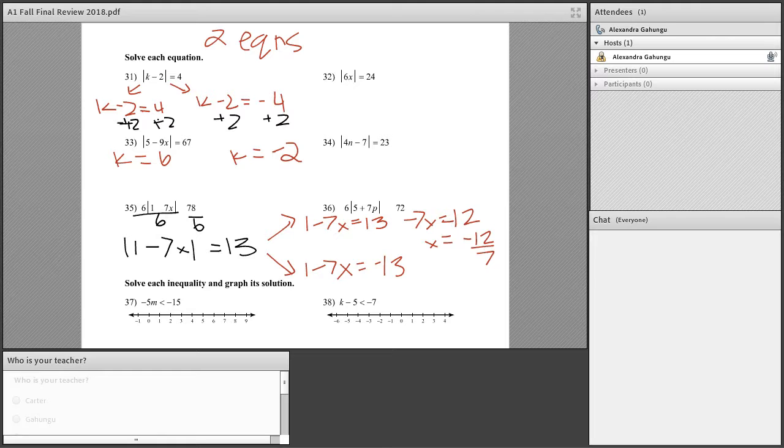And then for the other one, let's split these up. And the other one, we solve for x and get -7x, because we're subtracting 1 from both sides, equals -14, and x equals 2. So we're going to get our 2 solutions. And again, I always just see those absolute value bars, and I'm going to get 2 equations.